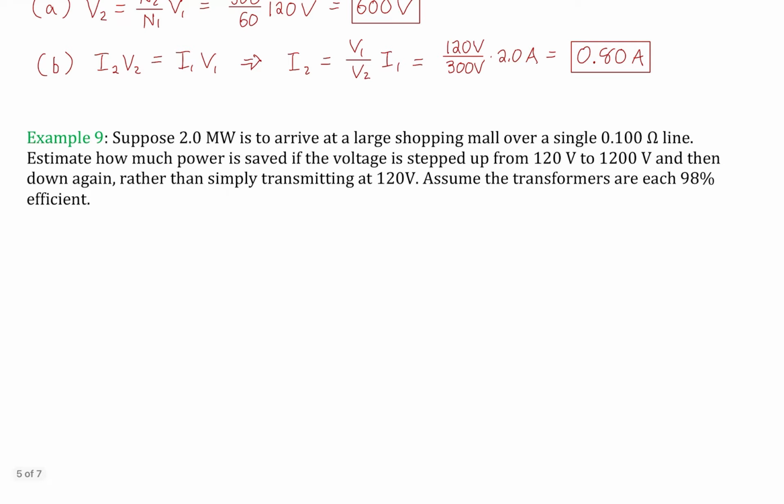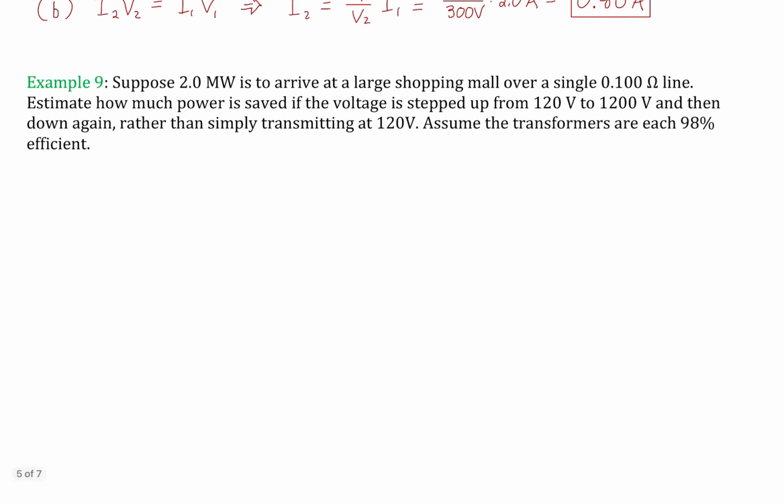Now, one that's a little bit more involved. Suppose 2 megawatts is to arrive at a large shopping mall over a single 0.1 ohm line. That's the resistance in the power line. Estimate how much power is saved if the voltage is stepped up from 120 to 1200 volts and then down again, rather than simply transmitting at 120. Assume the transformers are each 98% efficient.